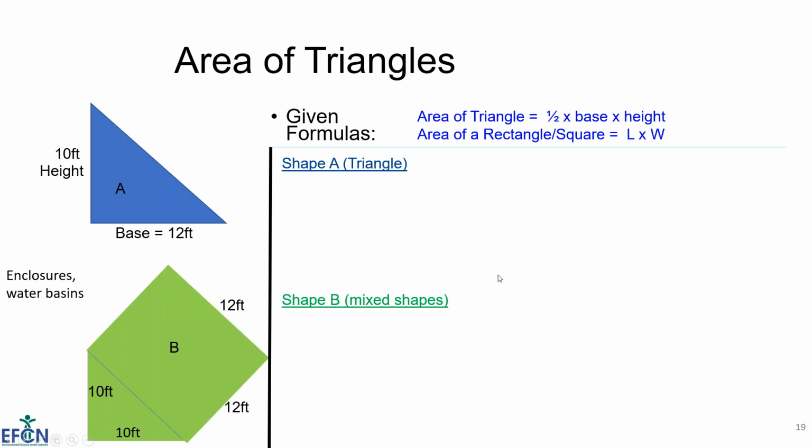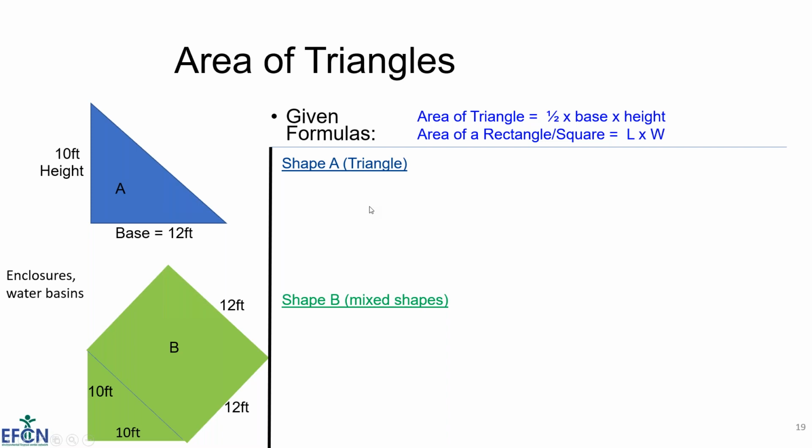So now we need to understand how to calculate the area of triangles. This is another basic shape that we see out in our utilities, in our distribution systems. And triangles, you will be given this formula on your formula sheet. The area of a triangle is a half multiplied by the base multiplied by the height. And the area of a rectangle or a square is length multiplied by the width.